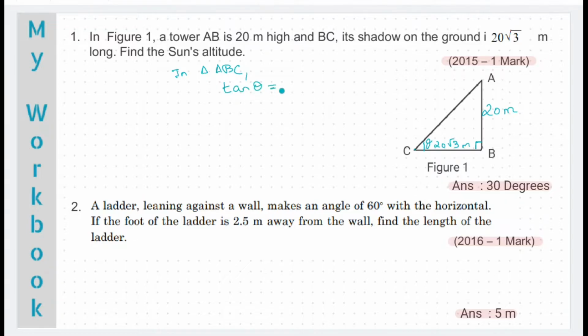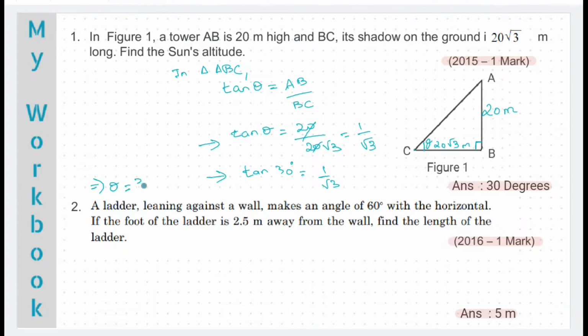In triangle ABC, tan of theta is opposite side by adjacent side BC. AB is 20 and BC is 20 root 3. So we will get 1 by root 3. We know that tan of 30 degrees is 1 by root 3. So from comparing these two, we can conclude that theta is 30 degrees. So the altitude of sun is 30 degrees. See, the answer is given here.